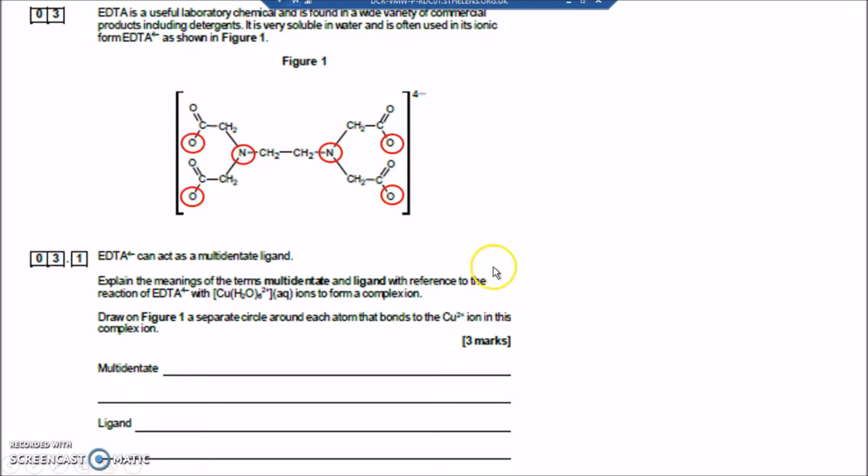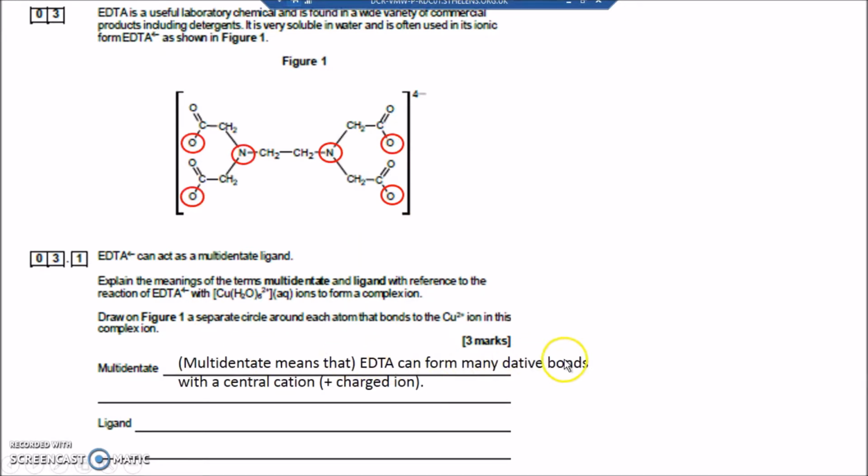or a coordinate bond. Anyway, we're looking for atoms with lone pairs of electrons that might form dative or coordinate bonds with the Cu2+, and the answer is the nitrogens and the single oxygens as well. The single oxygens probably carry the negative charge and have lots of lone pairs of electrons on them.